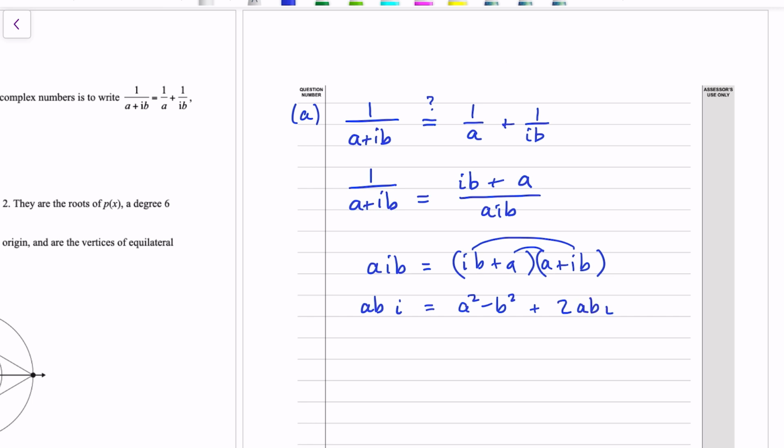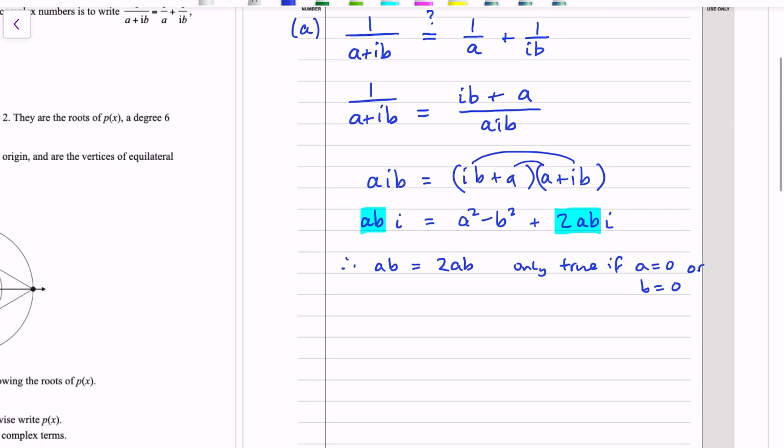Or ABI. So for this to actually be true, AB would have to equal 2AB. The imaginary parts would have to be the same because that's what equals means. Complex number on the left is the same as complex number on the right. So therefore AB equals 2AB. Now that's only going to be true if one of them is 0. Only true if A equals 0 or B equals 0.